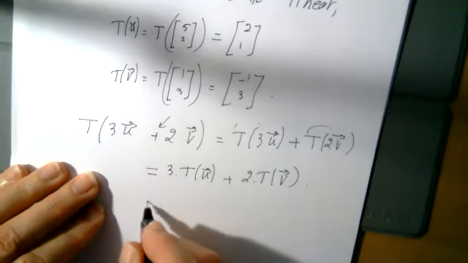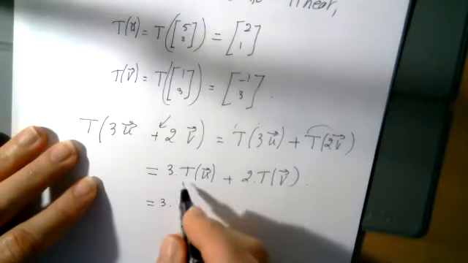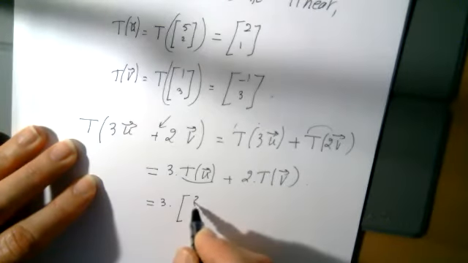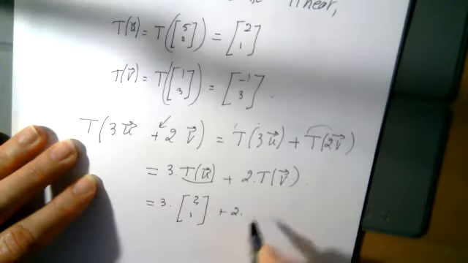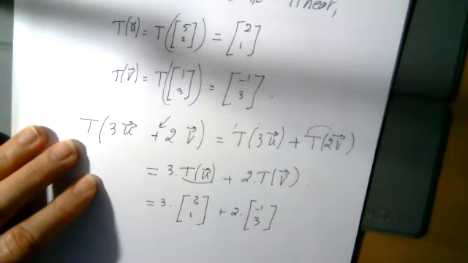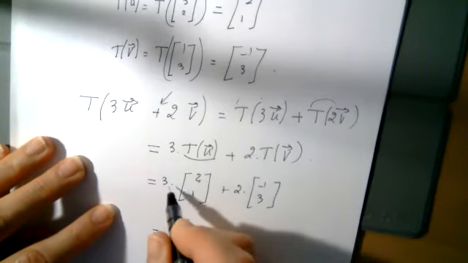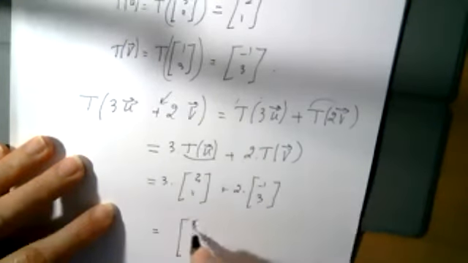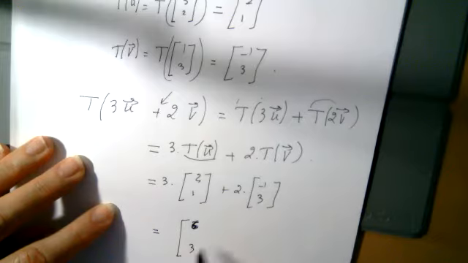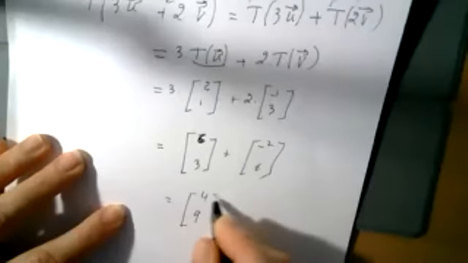And what is T of U? What T does, it takes the vector U to 2, 1. So that's the image of that. 2, 1. Plus, it takes the vector V to minus 1, 3. So now we just add them. So I will have 6, 3 plus minus 2, 6. I'm going to add those vectors because that's the only thing they want me to do for now.